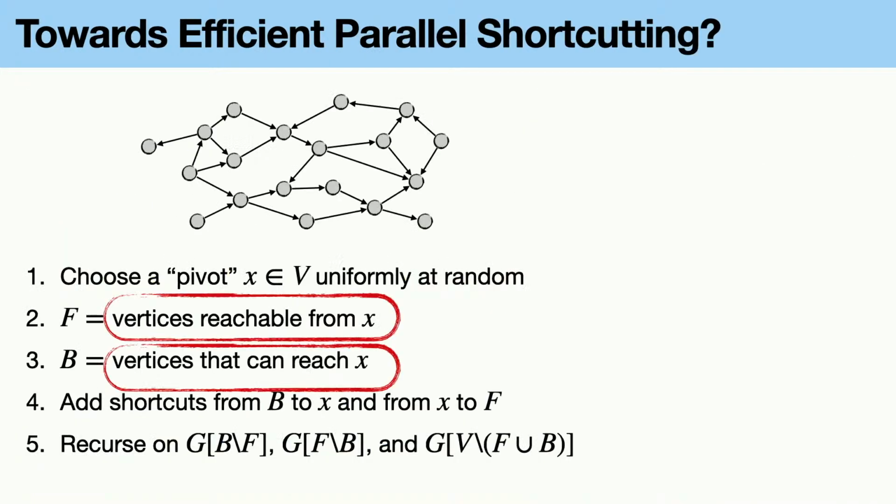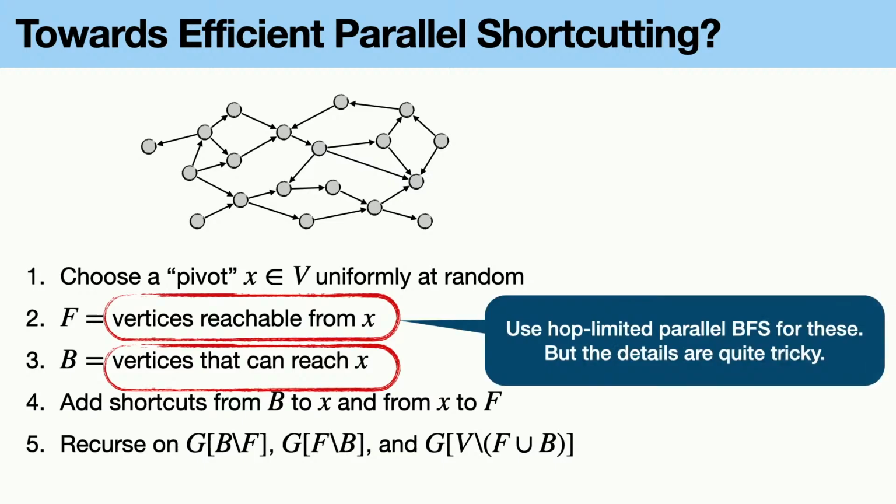Okay, so how do we make this parallel? Well, here's the algorithm again. The problem was we had these two steps where we need to do a graph search, and we need a parallel graph search in order to do this in parallel. So obviously, the way you're going to attack that is to use parallel BFS limited to some number of hops, because that's the only tool we have to do reachability in parallel. But then this messes up a lot of the arguments I just gave you, because we no longer have transitivity when we start truncating the graph search at a particular point. So the details get quite tricky to make this work.